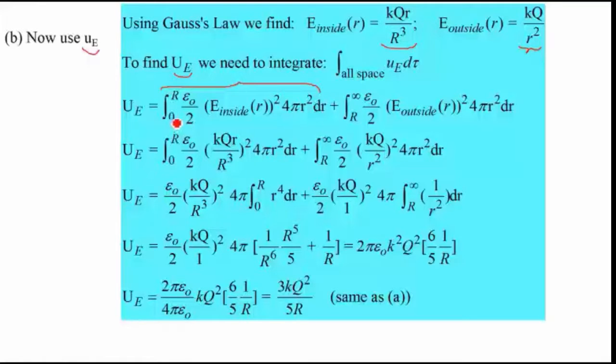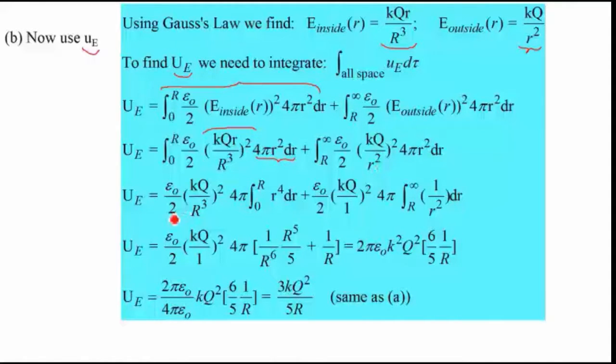So inside we're going to go from 0 to capital R. Here's our epsilon 0 over 2. Here's our E inside squared. And then here's our dV. And I think you can see what we have out here is very similar. Putting in our E inside, that's given by this quantity here. We square it. Epsilon 0 over 2, and here's our d tau, the volume element. And then we do the same thing for outside, and so the only difference will be this E field outside.